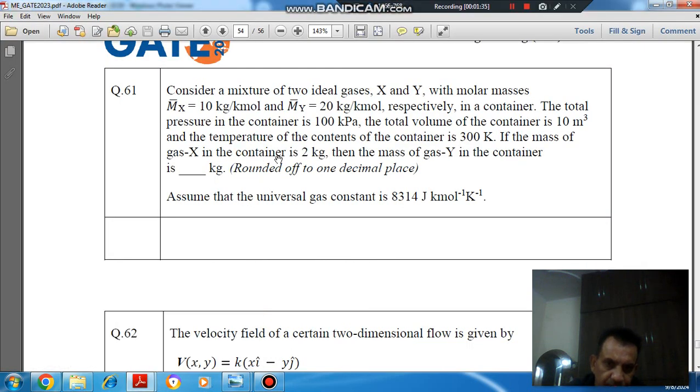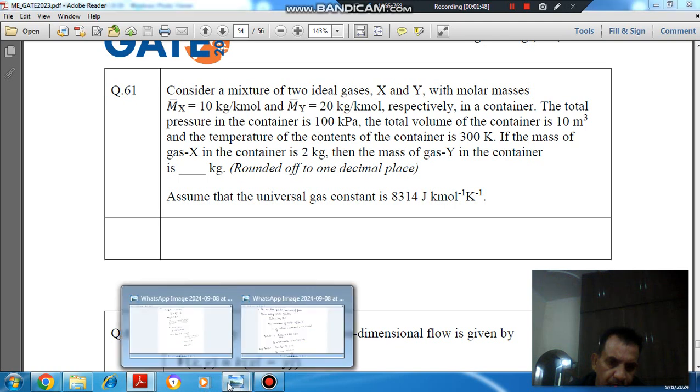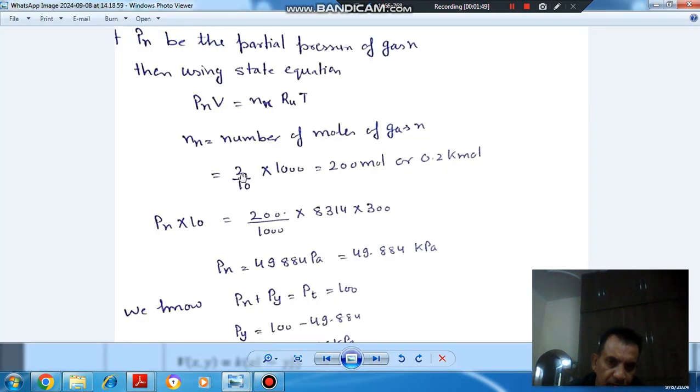The mass of the gas X is 2 kilogram and the molar mass is 10 kg per kilomole. So the number of moles is 2 by 10 into 1000 per kilomole, meaning we have to multiply by 1000. So it will be 200 moles, or we can say it is 0.2 kilomole.